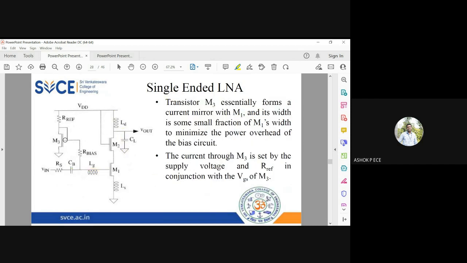And in M3, if you see, M3 is just like a current mirror, we know. So M3 and M1 form a current mirror. The current flowing through M3 is going to be the same as the current flowing through M1. The current through M3 is set by the reference voltage. R reference, this resistor, and VDD will ensure what current is flowing through M3. So that is mirrored through the bias resistor and given to the gate of M1. The current flowing through M3 and M1 is the same, which is why they are called current mirrors.